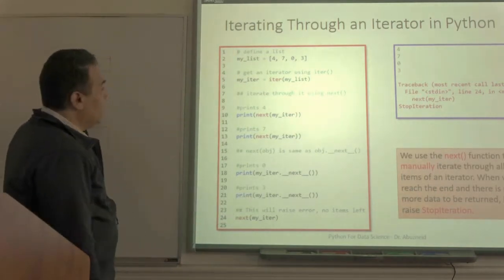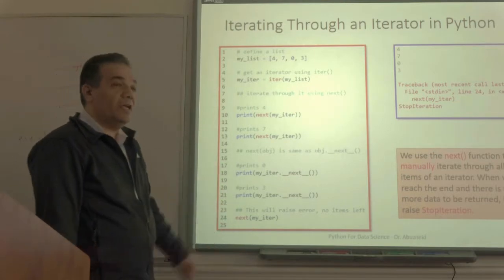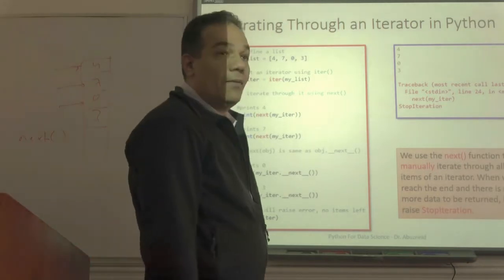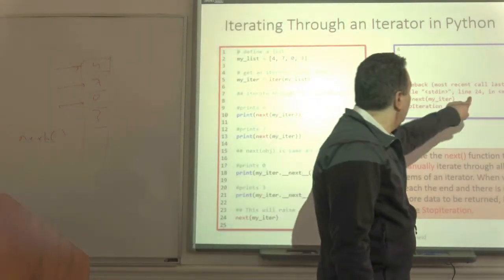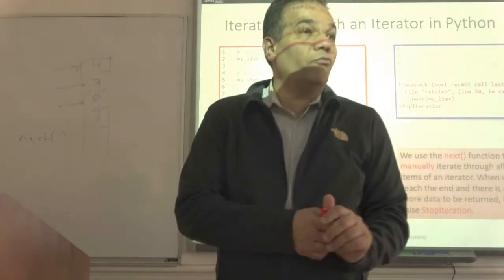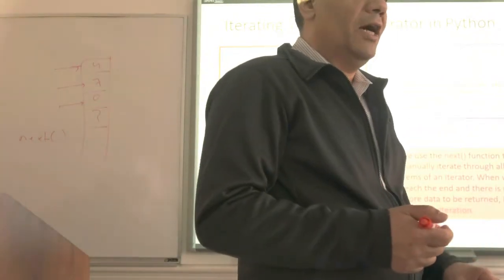3, the next element, right? The last one, 0, then 3. Now, if I do it again, what will it give me? An error. Why? Because I am out of stop iteration, because I am out of the range. So that's what an iterator is, okay, iterator.